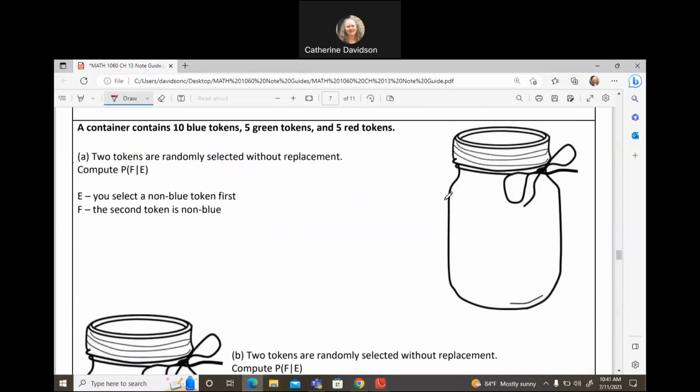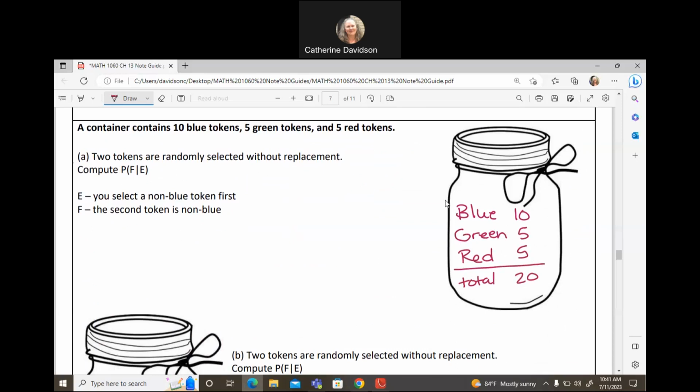This is one of the ones that students miss the most, so I would recommend you don't have to draw the jar out, just make a little chart. All right, so we have 10 blue tokens. We have 5 green and 5 red. So the total we have is going to be 20.